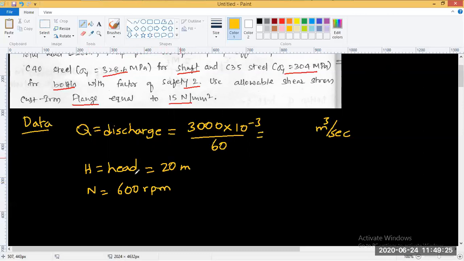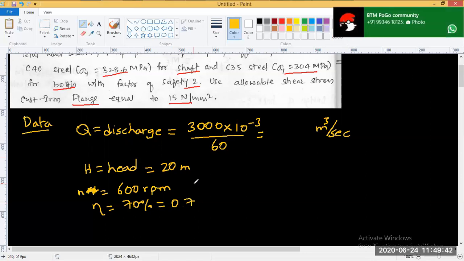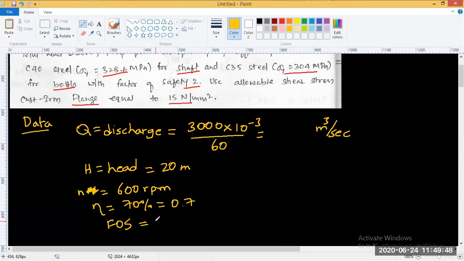So let's use small n. Then efficiency. Efficiency is given in this time. So this is 70%, that is 0.7. We can keep that. And factor of safety. Factor of safety is 2.